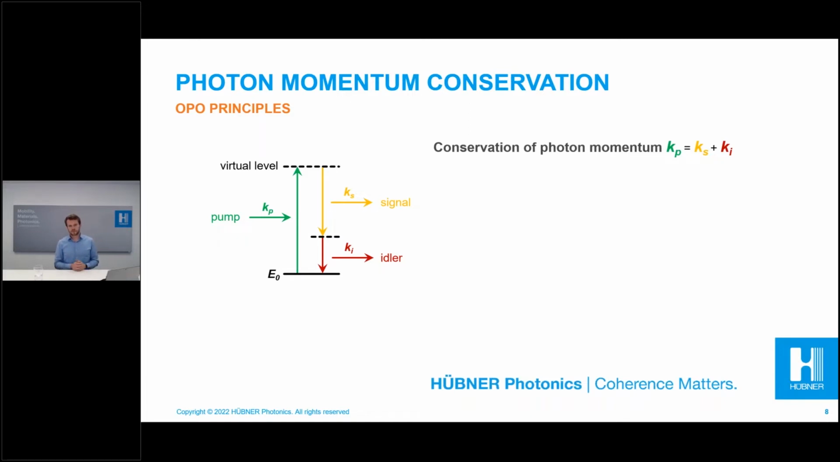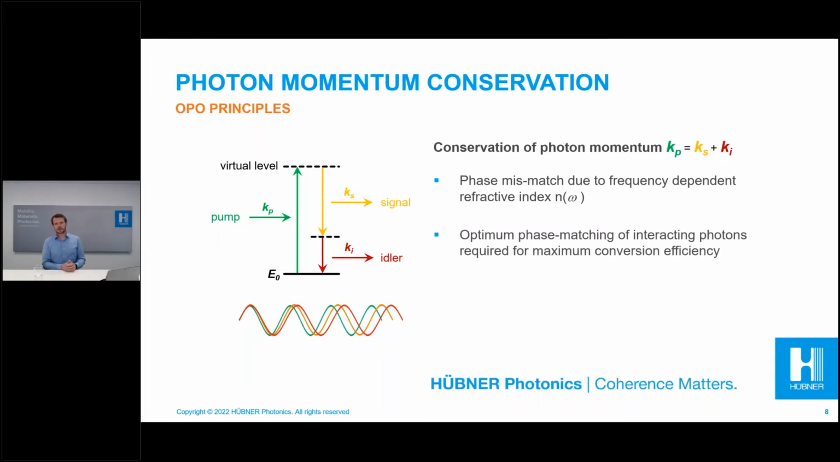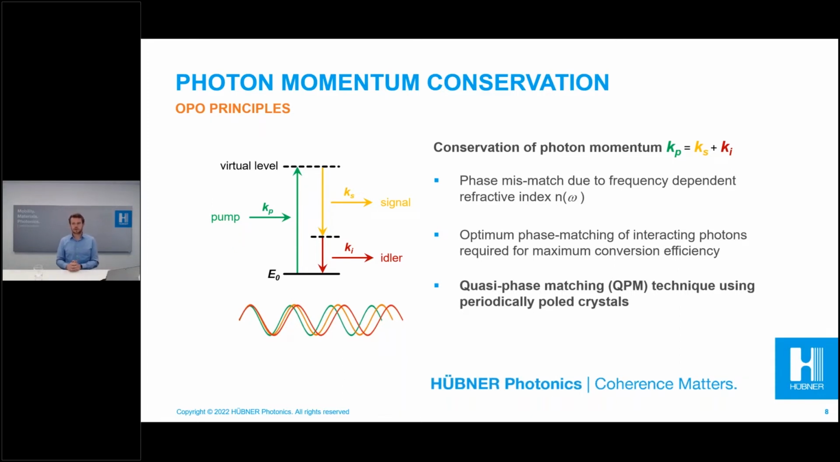As to conservation of momentum, simply speaking, due to the effect of chromatic dispersion, the pump, signal and idler waves tend to run out of phase inside the nonlinear crystal. This is unwanted, and phase mismatch should be close to zero in order to obtain efficient nonlinear amplification. The modern solution to this is the so-called technique of quasi-phase matching. Going into details is beyond the scope of this talk.